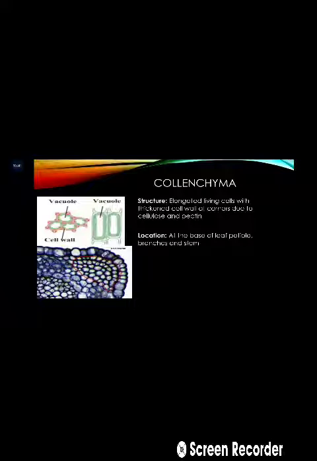Now, they are usually found in the leaf petiole, that is the stalk of the leaf, then branches and the stem. Collenchyma tissue functions in supporting and providing flexibility to various parts of the plants.